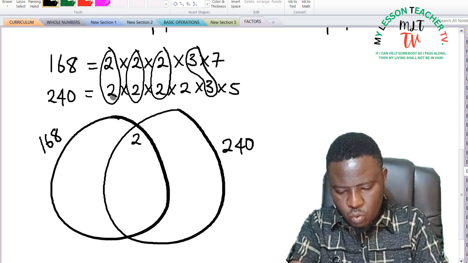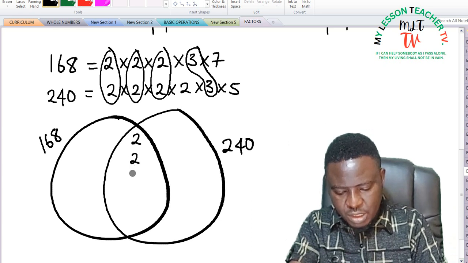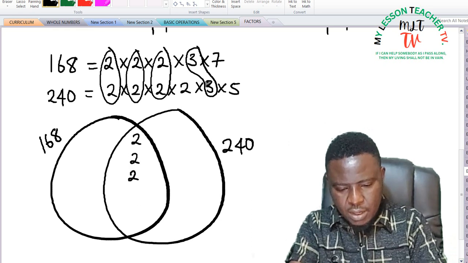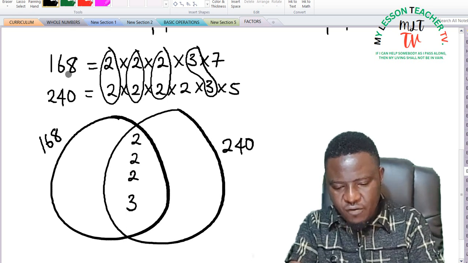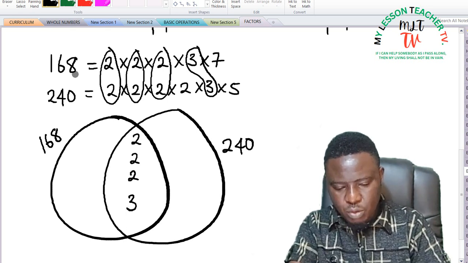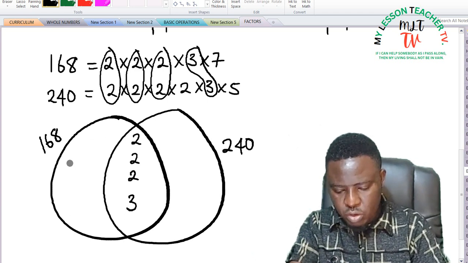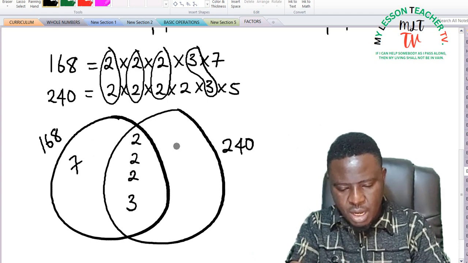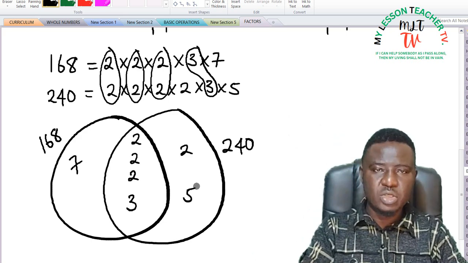That is, 2 is common, 1 times 2, 3. So we have 3 sets of 2s and 1 set of 3s. Others you can find in 168 but not in 240 will now be in this region. So we have 7, and here we have 2 and 5. So this is how you can represent it using the diagram.